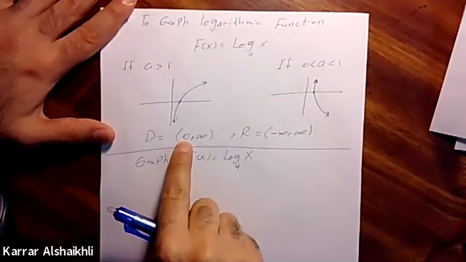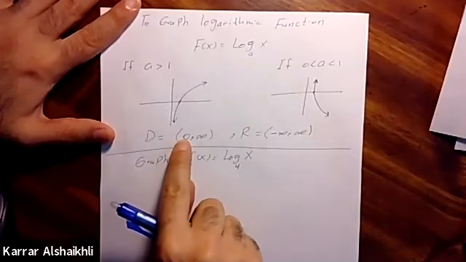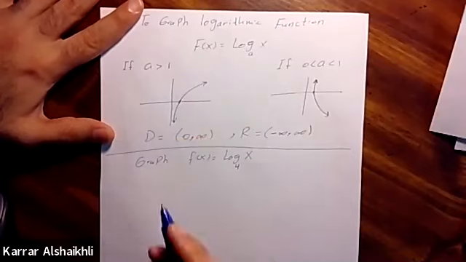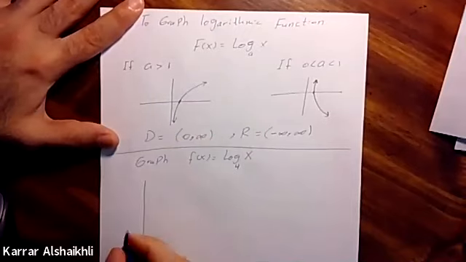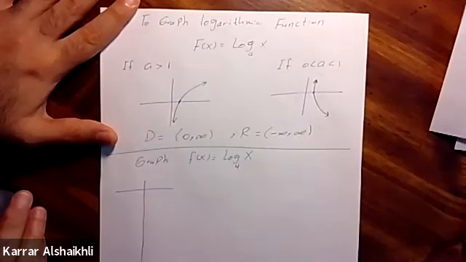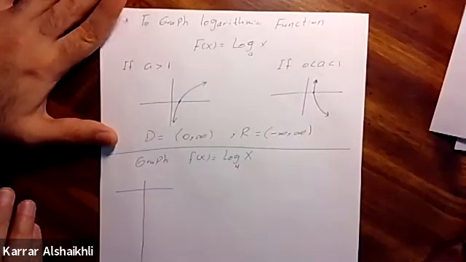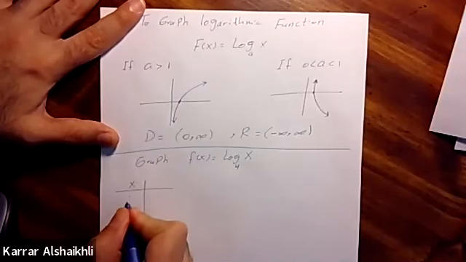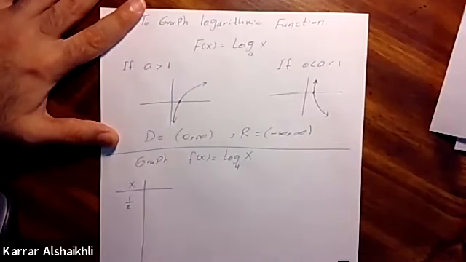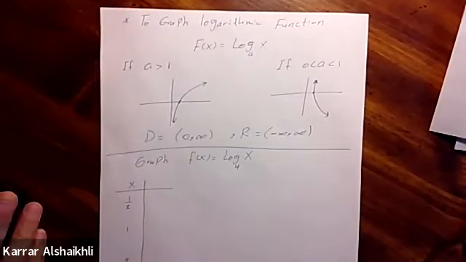Now, how to graph it? My domain is from 0 to infinity. So from 0 to infinity, I'm going to pick at least 3 numbers. Let's take 3 numbers. The first number, let's take x equal half, and take 1, and take 2. You see, 3 numbers is going to be enough.